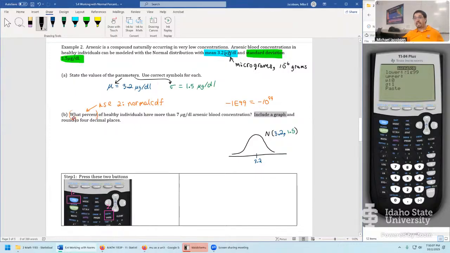And now let's read the question again. What percent of healthy individuals have more than 7 micrograms per deciliter arsenic blood concentration? So if you have the time to write this in, we can say that this is arsenic blood concentration. I'll just abbreviate that to CONCEN. I ran out of space there. So 3.2 is here, and the standard deviation is 1.5. 7 is probably pretty far out there. I'm not trying to place it exactly, but just in the right relative position to 3.2.